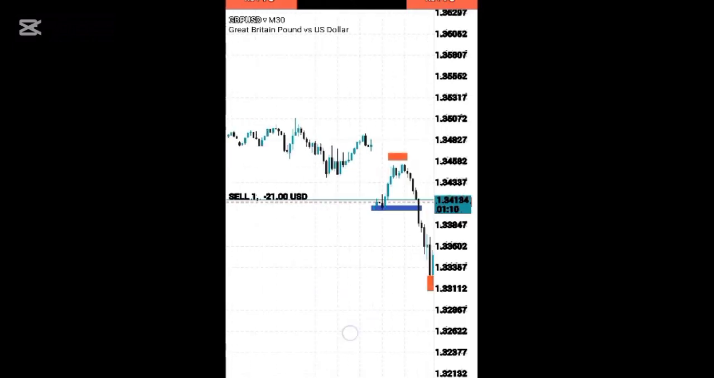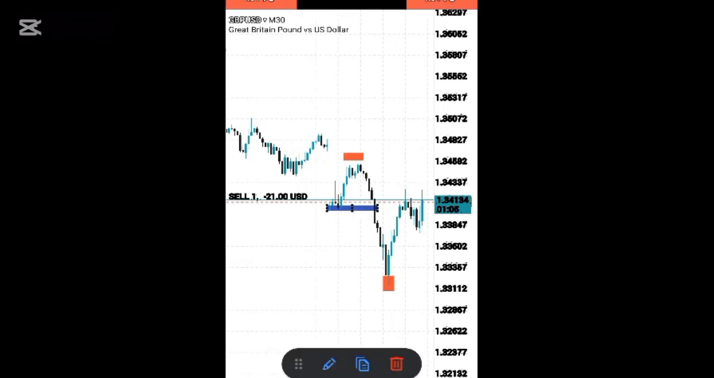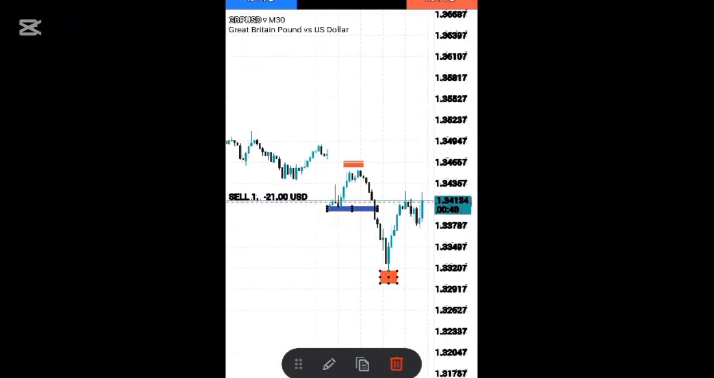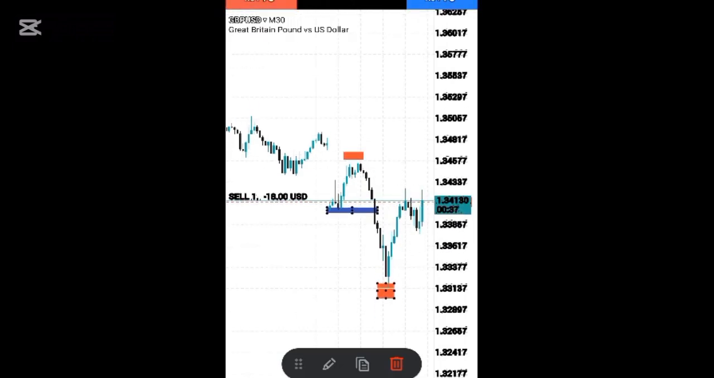So now we have waited. You can see that the market came and broke the structure here. The next step is for the market to retrace back into the breaker. So now the market has retraced back into the breaker, and we'll be waiting for the market to come and sweep the low here. You can see we opened our position here, and we can add another position if you like. Let me just add another position.